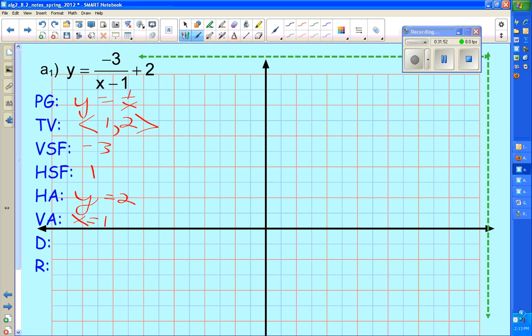Zach, how about your domain? Anything but 1. Tyler, how about the range? Range, anything but 2. So shun the 2, shun the 1. Summer, where do I start the graph? 1, 2, your new origin.